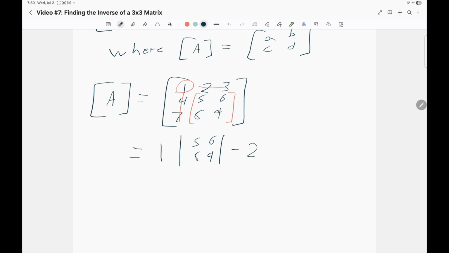It's alternating, so next we're going to have 2. Oops, I meant to swap to the eraser. This is going to take a minute, but it's just to go over how to find the determinant of a 3 by 3. So now we're going to have 4, 7, 6, 9.